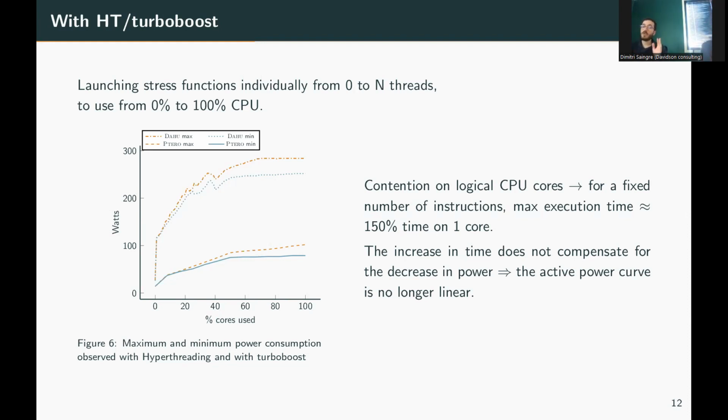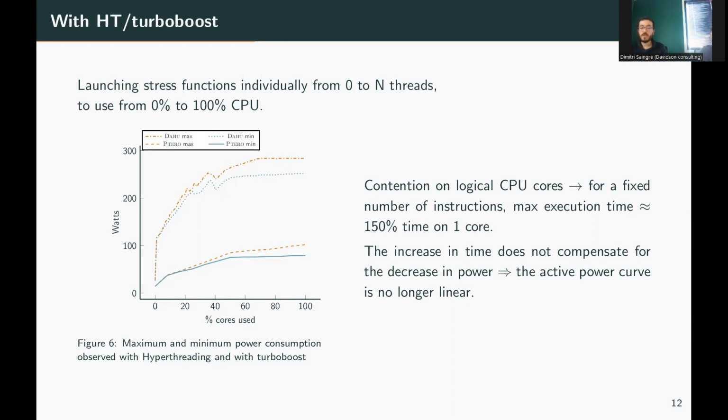Because we are using CPU logical cores, that means we can have two processes on the same physical core. So the maximum execution time will actually be bigger than the smallest execution time. All the applications are not running at the same speed, because when you have two processes on the same core, they take longer than if they were alone.